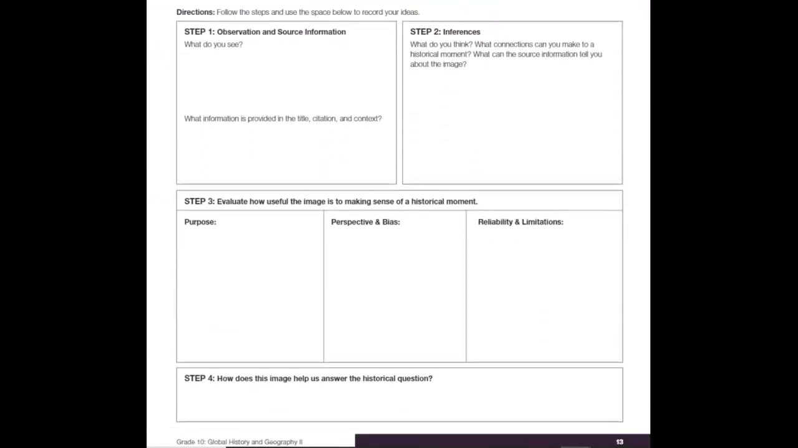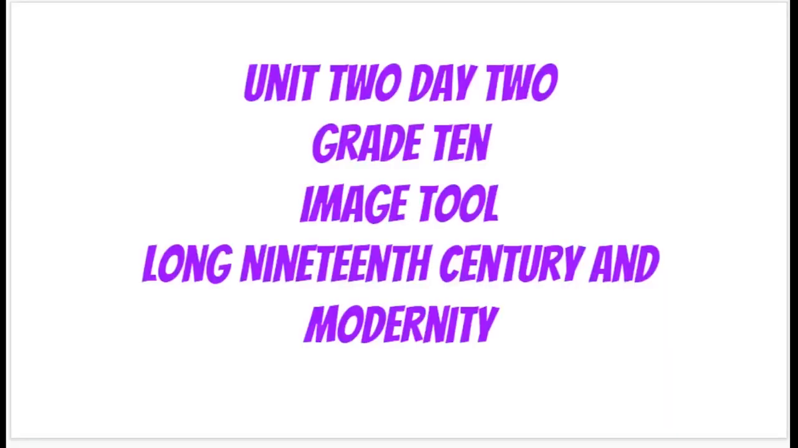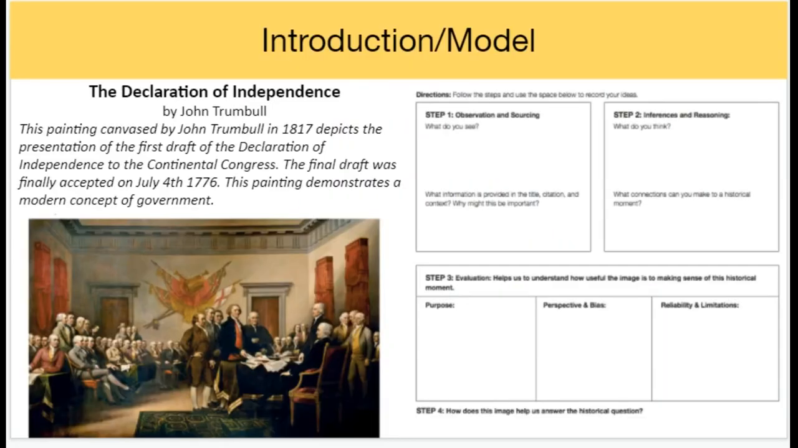Now, in this lesson, the Passport to Social Studies people gave an introduction and model with the Declaration of Independence, the famous painting by John Trumbull in 1817, which would be years after July 4th, 1776. It's the modernity specifically for the concept of government. And there's a screenshot here on the side for the image analysis tool.